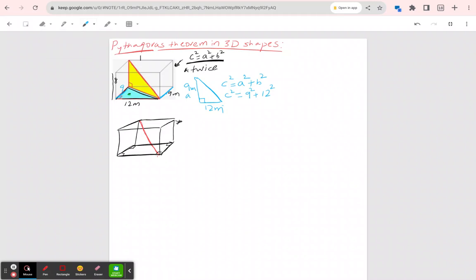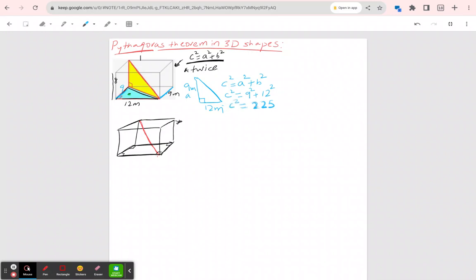So c square is going to become 9 square plus 12 square, which should give you 81 plus 144, which is 225. Sorry, my pens are playing up on me a little bit today, so just bear with me please. It should be more clear now. So c squared now becomes 225.